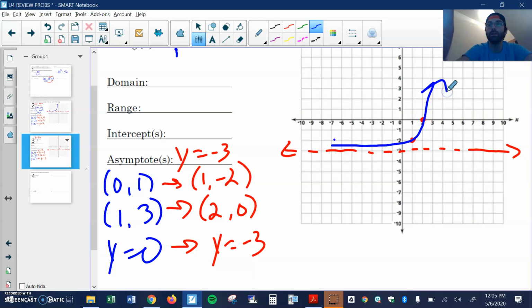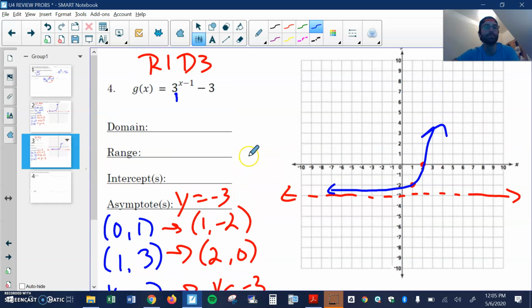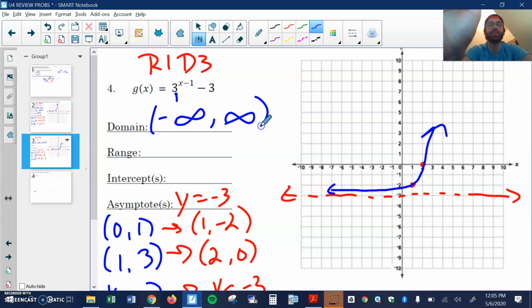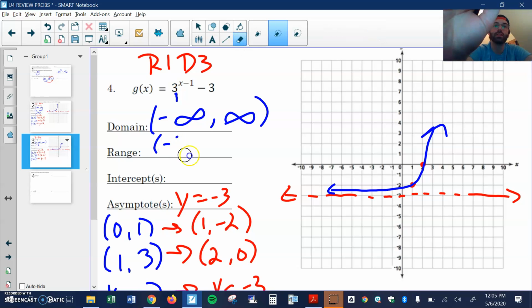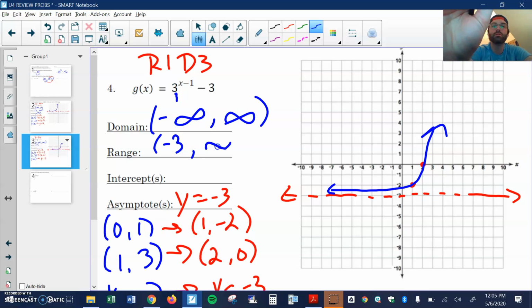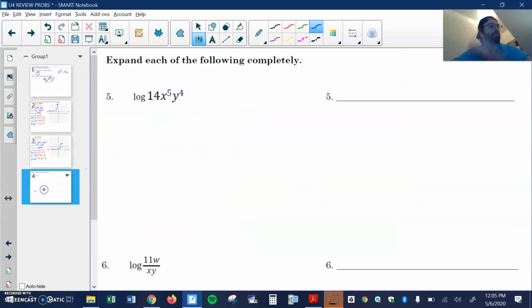All right, so, domain, I can plug in any x value, I'll get out a y value, so negative infinity to infinity. Range always corresponds with my asymptote. My asymptote's negative 3, so my range is negative 3 to infinity. Intercepts, remember, we can just forget about it.